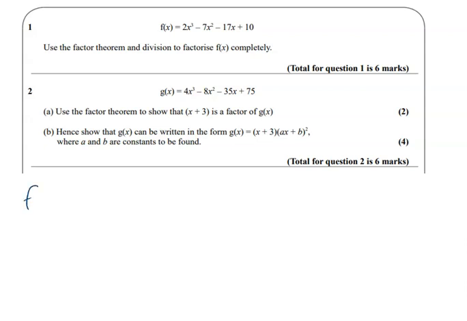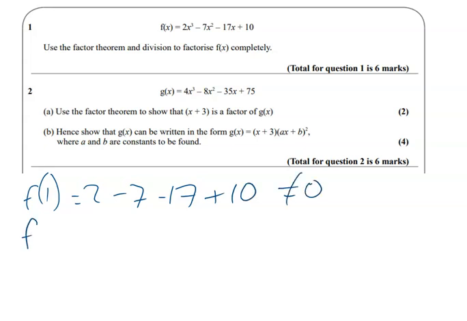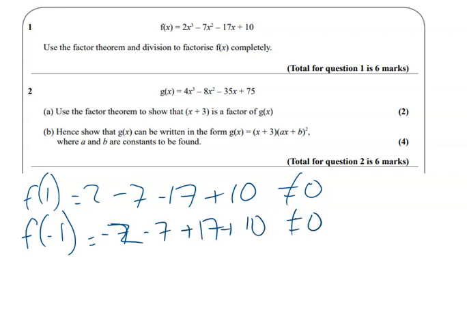We could try f of 1, and that's going to be 2 minus 7 minus 17 plus 10. That doesn't equal 0, so that's not a factor. We could try f of minus 1. That will give us minus 2 minus 7 plus 17 plus 10. Still doesn't equal 0. Let's try 2.